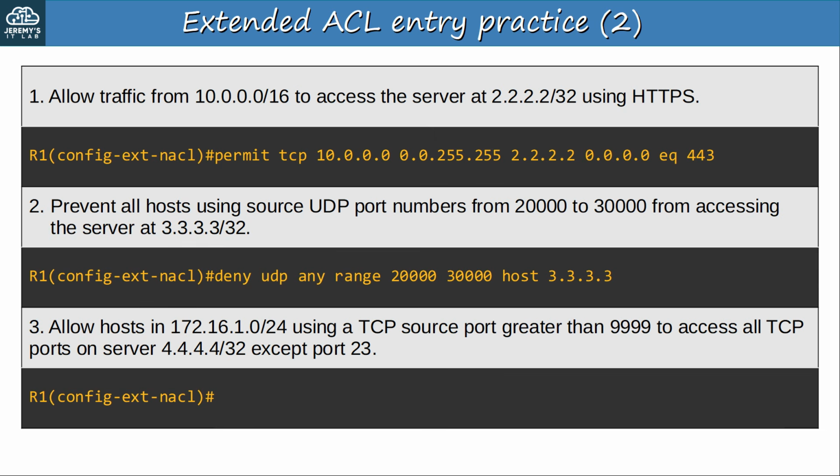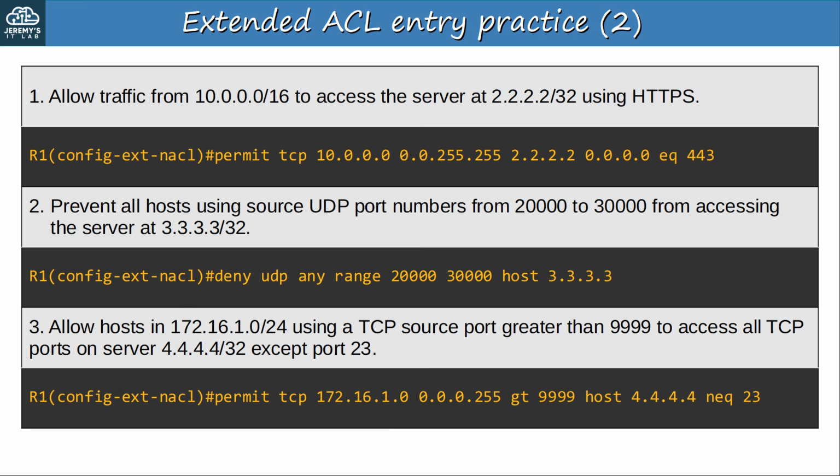Okay, finally number 3. Allow hosts in 172.16.1.0/24 using a TCP source port greater than 9,999 to access all TCP ports on server 4.4.4.4/32 except port 23. Here's the answer.